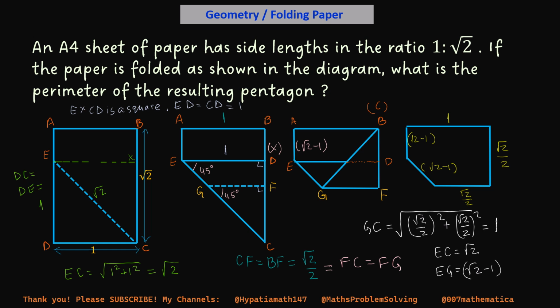So to write down all the side lengths of the pentagon, we have 1, root 2 out of 2, root 2 out of 2. BF is root 2 out of 2. GF is root 2 out of 2. And then EG is root 2 minus 1, and AE is root 2 minus 1. So now we need to add them up. So the final answer, the perimeter, would be 3 root 2 minus 1. And this is the answer.